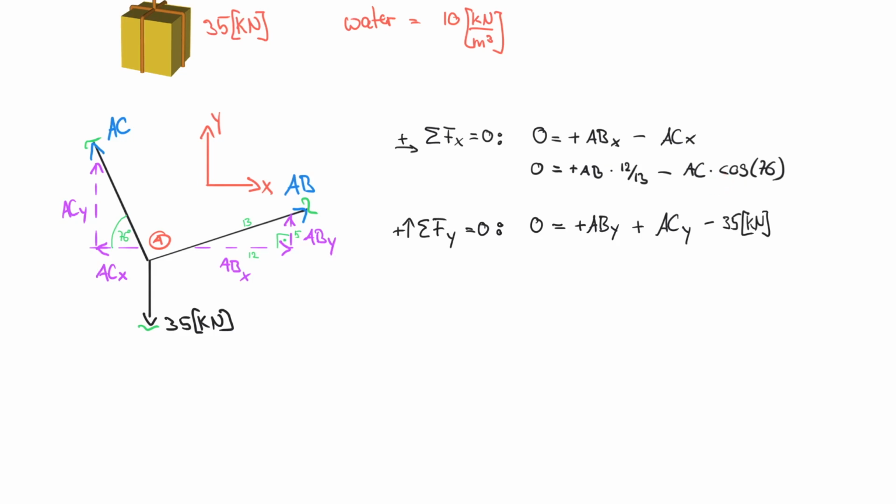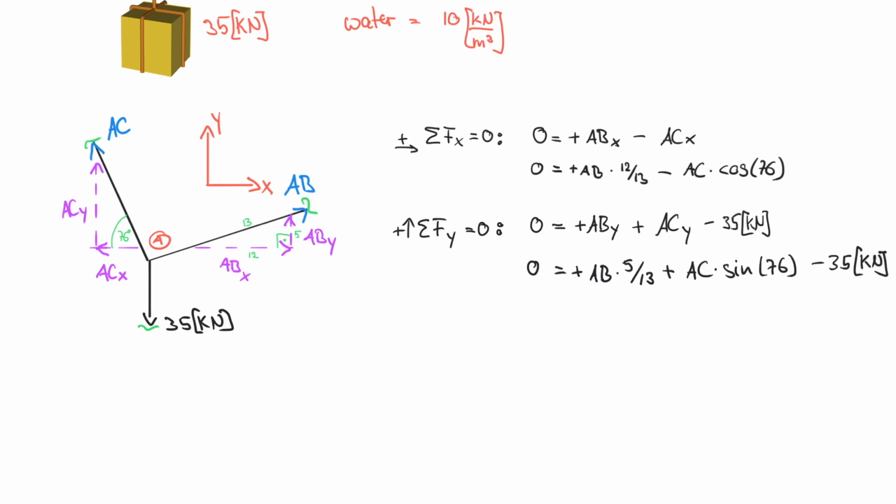And I'm going to do the same thing now for the vertical direction. So 0 is equal to plus AB times 5 divided by 13 plus AC times the sine of 76 minus 35 kilonewton.